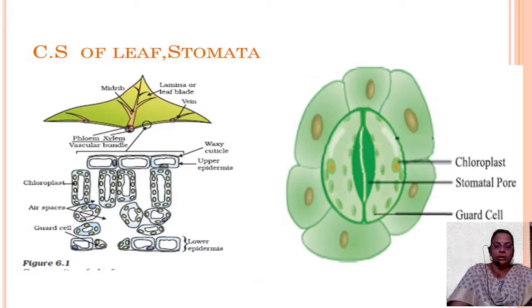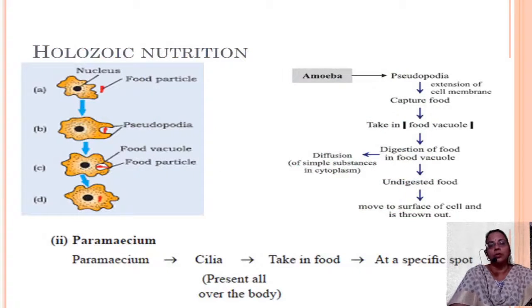Now we'll move on to the next topic, that is in animals, in unicellular organisms, mainly the holozoic nutrition, that is in amoeba and others, engulfing the food with the help of pseudopodia. So this picture is very important. When the amoeba approaches a food particle, with the help of finger-like structures it will encircle it, and the food particle will be trapped inside.